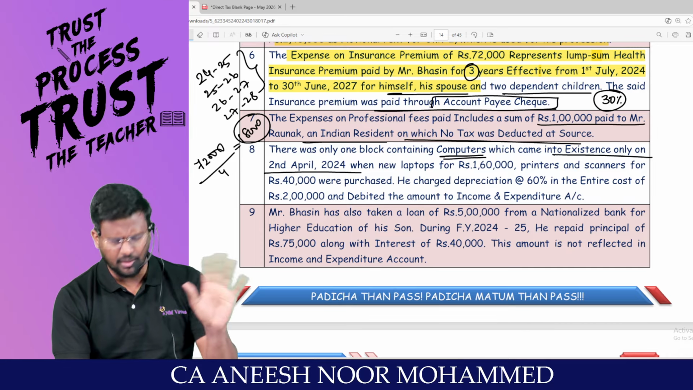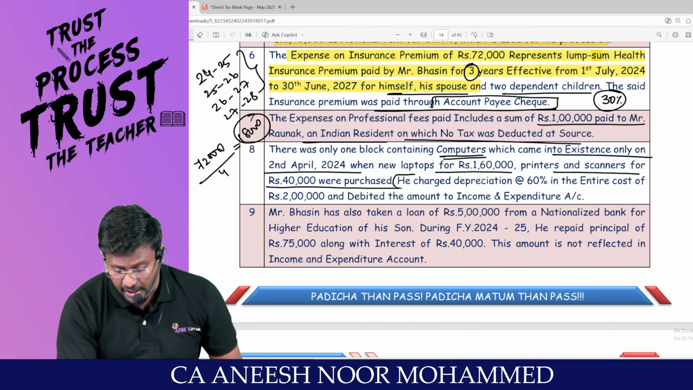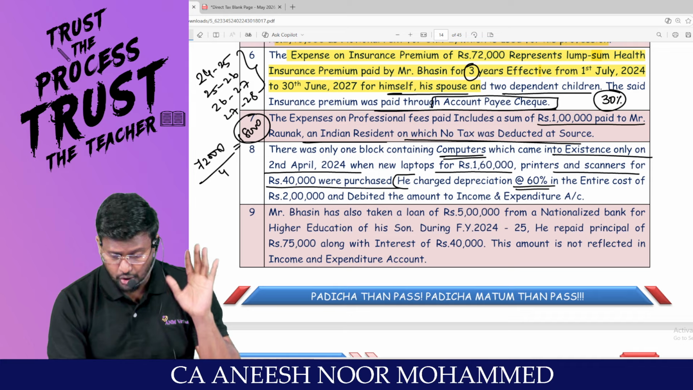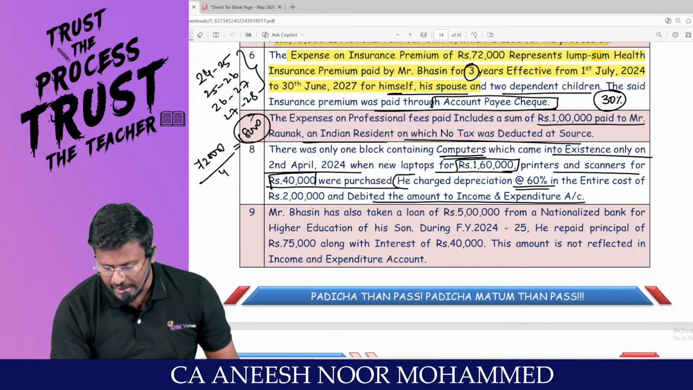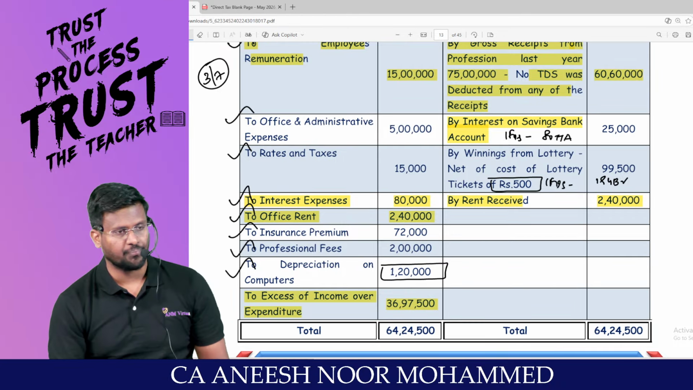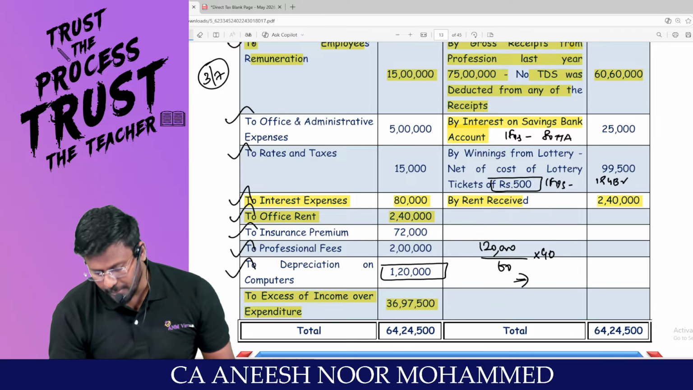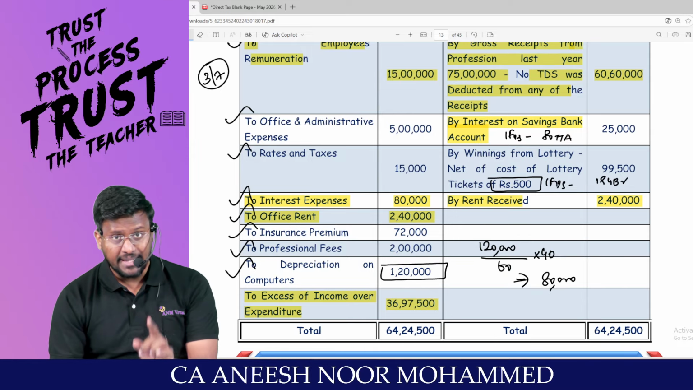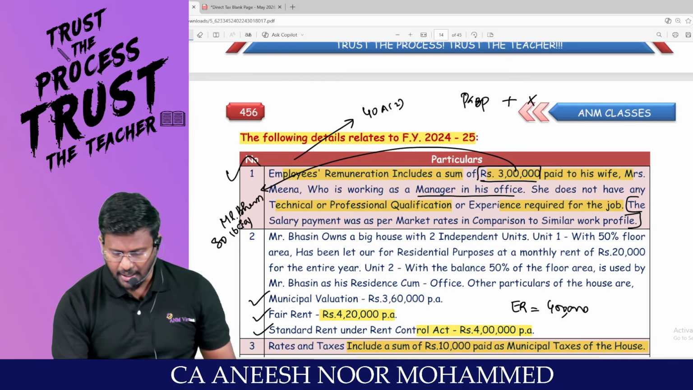2nd April means more than 180 days. When a new laptop for 1,60,000 and a printer and scanner for 40,000 were purchased, he charged depreciation at 60%. Wrong. The entire cost is how much? 2 lakh, because 1,60,000 plus 40,000 comes to 2 lakh, and it was debited to the income and expenditure account. That means this depreciation of 1,20,000 is of how much percent? So 1,20,000 divided by 60 into 40 means the correct depreciation you will get is 80,000. So in place of debiting 80,000 in P&L, they have debited 1,20,000. The extra 40,000 should be added back.